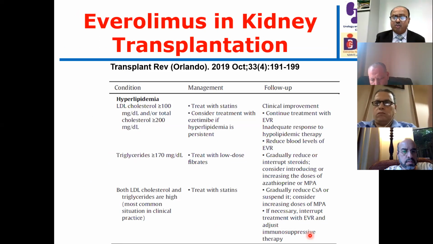And this table shows that if we have a mild increase in LDL, we can reduce the level of mTOR inhibitors and use anti-dyslipidemic drugs. And if there is increased triglyceride, we can use fibrates. But if there is a very high level of both cholesterol and LDL, we may think of shifting the drugs.